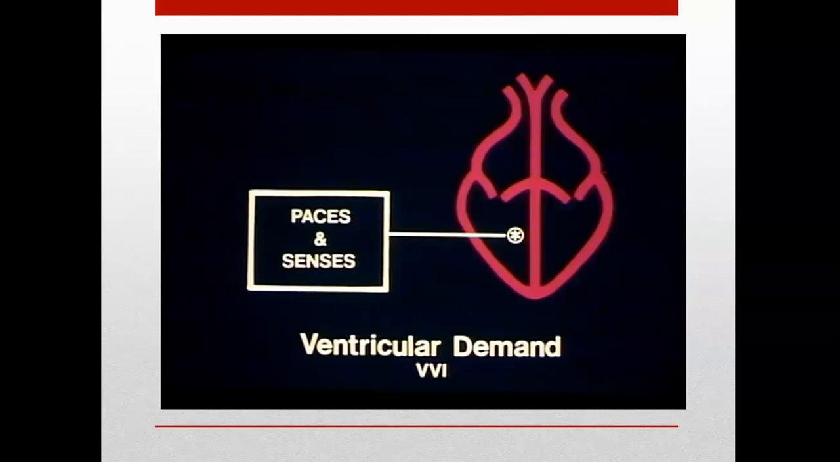So in ventricular demand, VVI, there is both ventricular sensing and pacing, and the pacing is inhibited if an intrinsic ventricular beat is sensed by the pacer within a specific time.